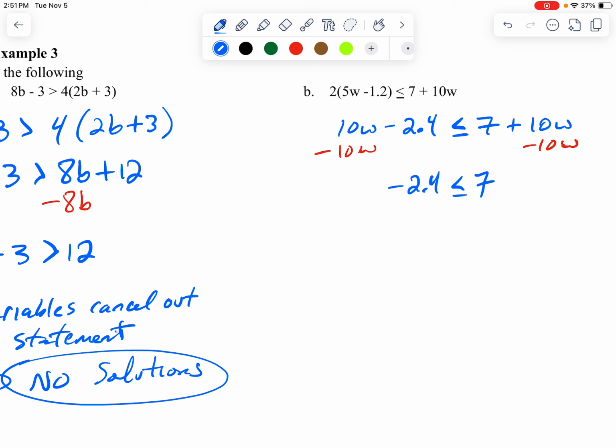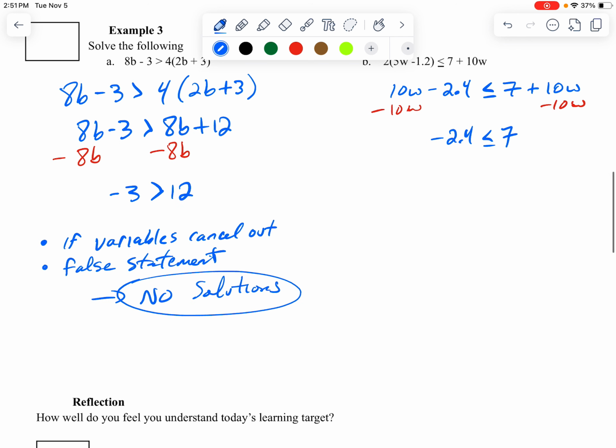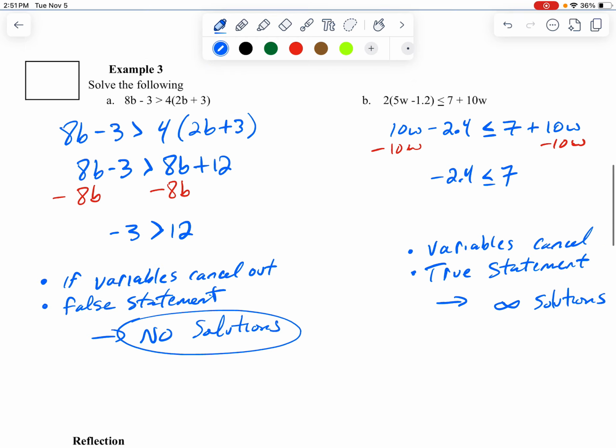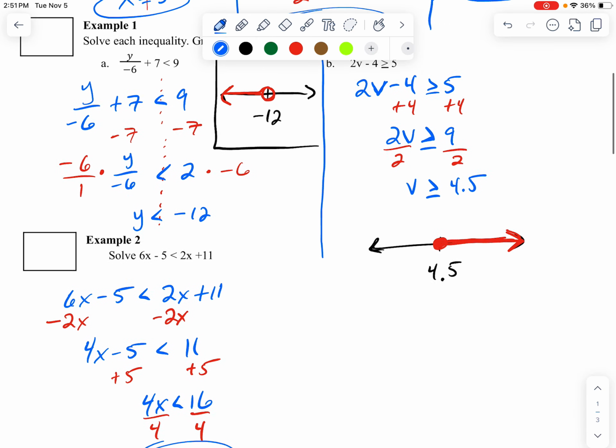Okay, so this is that other case where variables cancel out, meaning there are no variables left in my inequality, and I have a true statement. That means that there are infinitely many solutions. You could plug in any number for w, and you will end up with the correct answer.